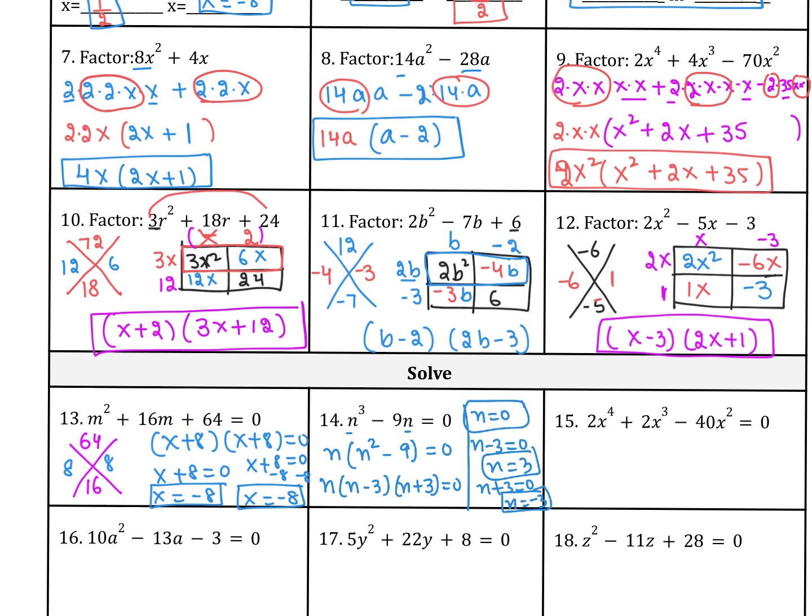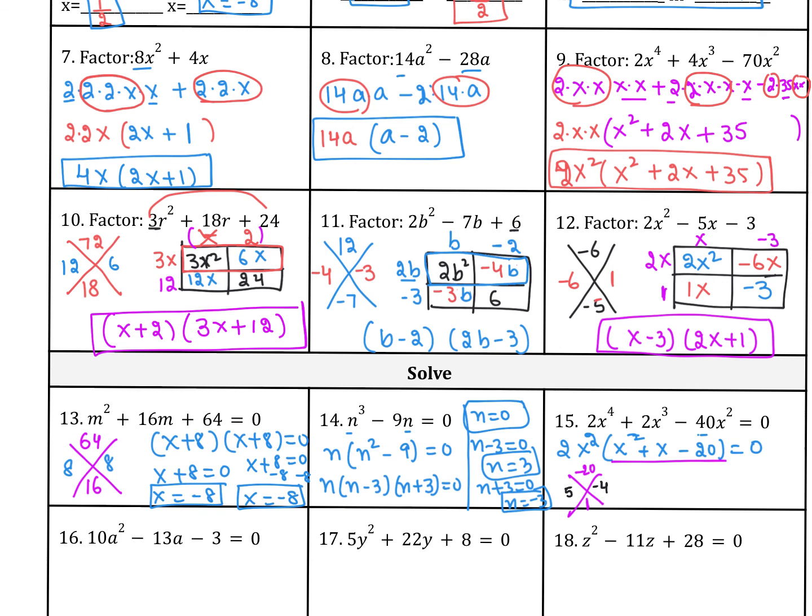If you're doing number 15, you should have this 2x squared as your common factor. Inside you're left with x squared plus x minus 20 equals 0. And then you can make a factor for this part using cross method. On the top is -20, on the bottom is 1. Two numbers that you look for are going to be 5 and -4.